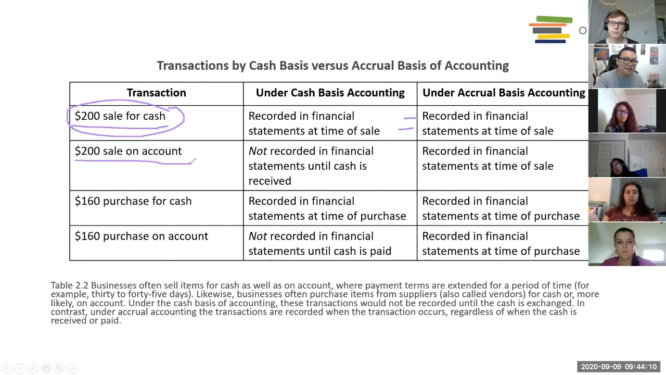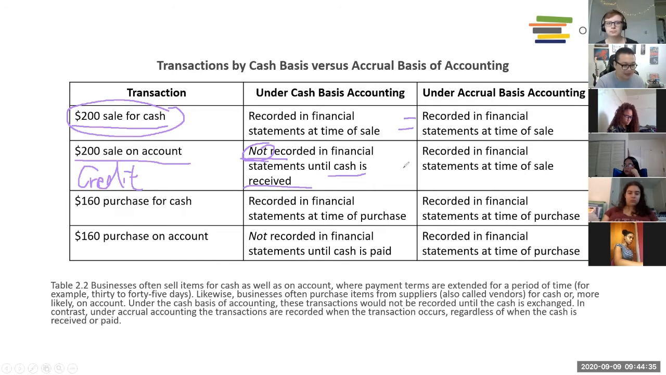However, if you're using a credit card to buy stuff, you're making $200 of sales on account, which means this is a credit sale. You did not use cash to buy this; you're using credit. So under cash-based accounting, it will not be recorded on the financial statement. It will only be recorded when you pay your credit, when the actual cash is received. However, under accrual-based accounting, it will be recorded.